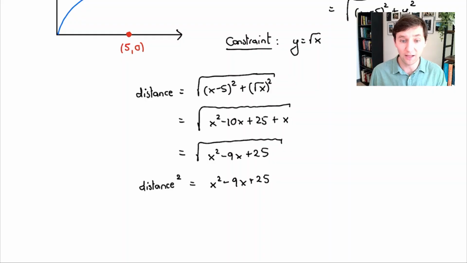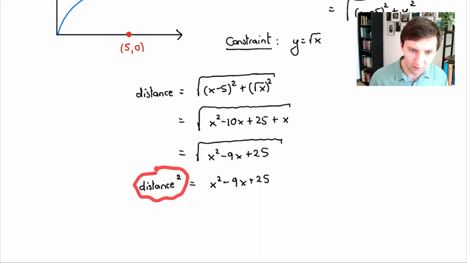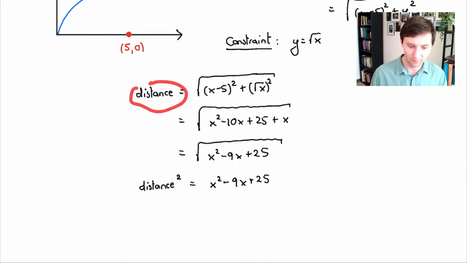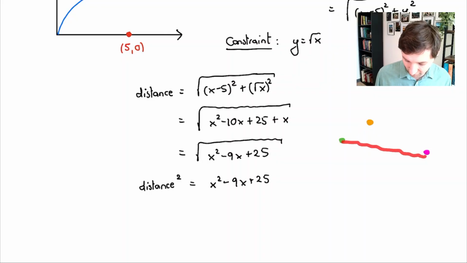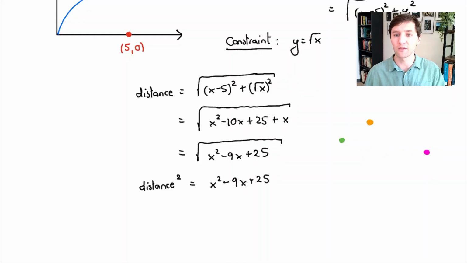And the reason why I'm allowed to do this is because the x that minimizes distance squared will also minimize distance. Think about it. Imagine I give you this green point, and I ask you, which point is closer to the green point? The orange point that I just added, or the pink point that I just added? Well, I believe that the point that is closer is the orange point. Now imagine I ask you a different question. Take the distance between the green point and the orange point, take the distance between the green point and the pink point, and square those distances.